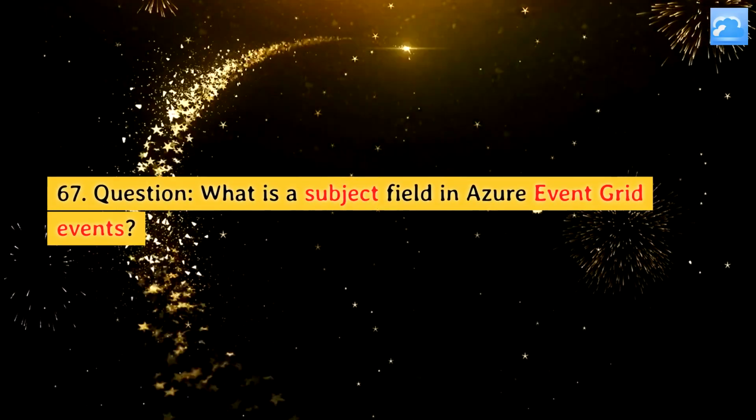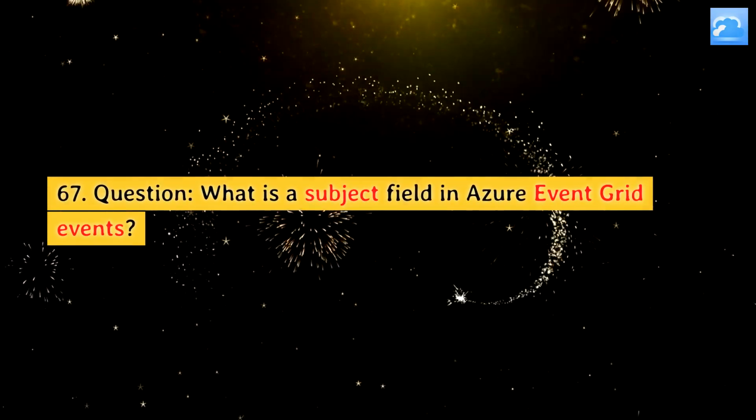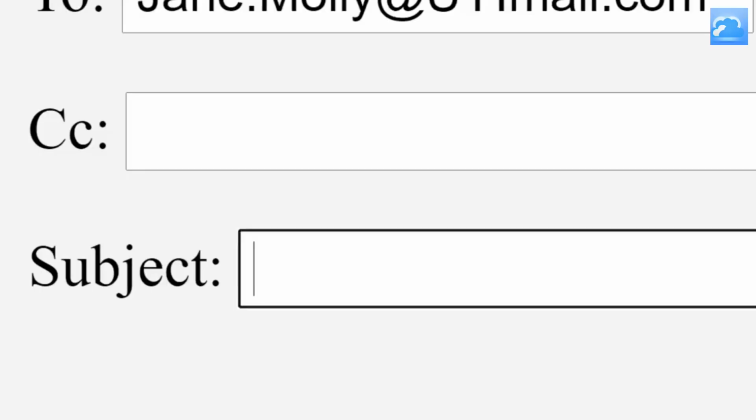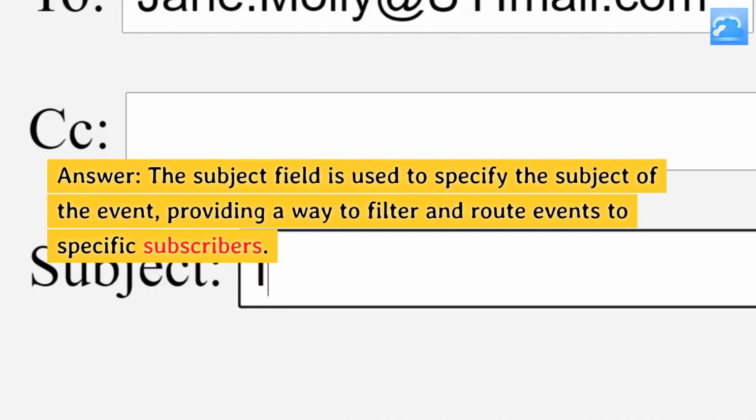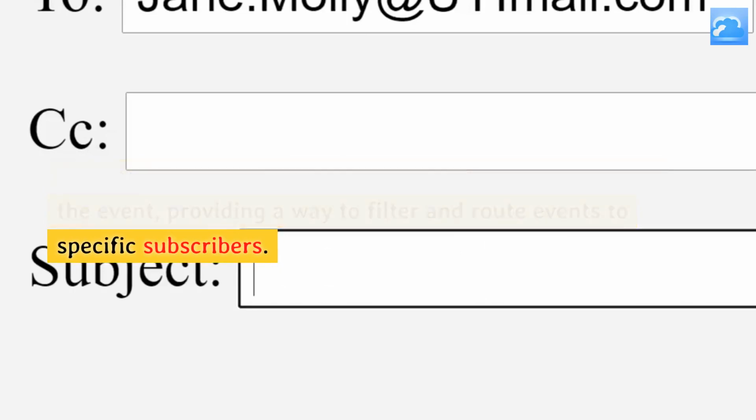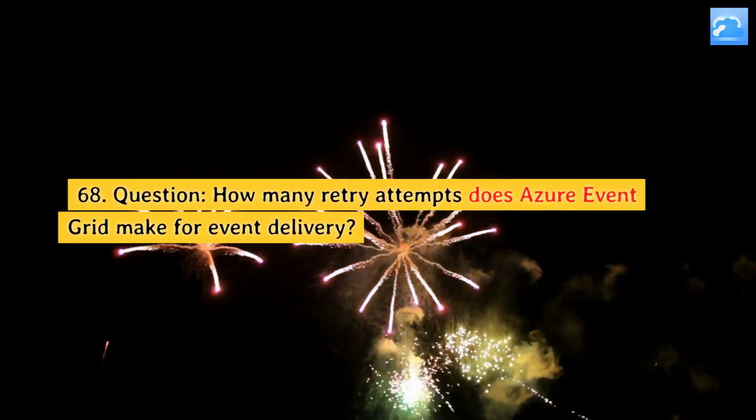67. Question: what is a subject field in Azure Event Grid events? Answer: the subject field is used to specify the subject of the event, providing a way to filter and route events to specific subscribers. 68.